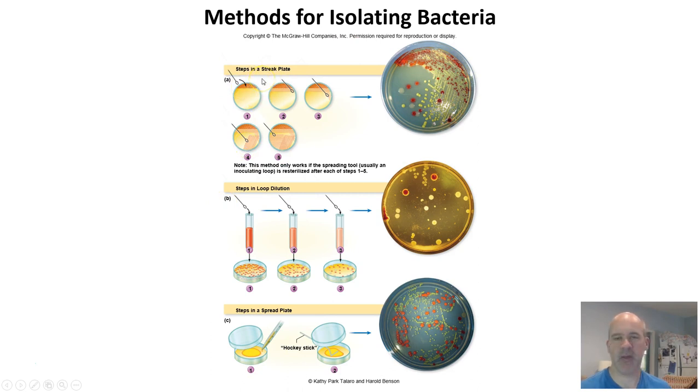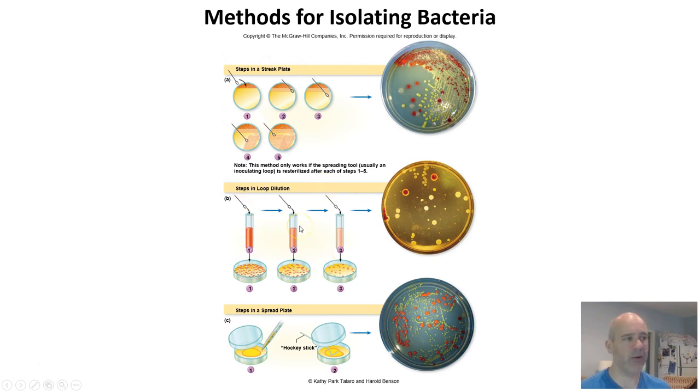A streak plate is probably the most commonly performed method for isolating bacteria. This is where you take an inoculating loop and you've got a sample that has lots of different microorganisms in the mixture, and you streak it across the plate into different sections. When you first start off, you've got a mixture of lots and lots of different microorganisms in there together. As you keep streaking it out on the plate over and over, you dilute these individual cells out, and eventually you get nice little isolated colonies. That's called a streak plate isolation, very commonly done in the laboratory.